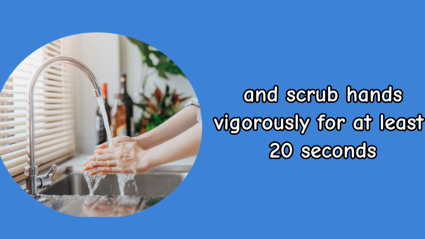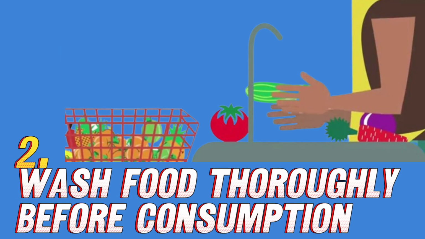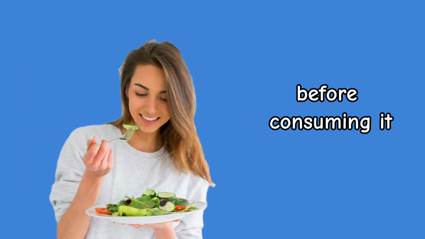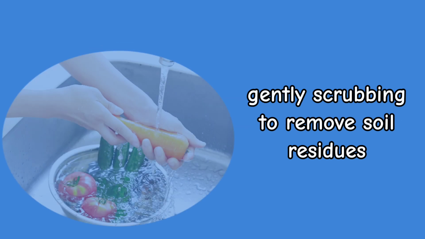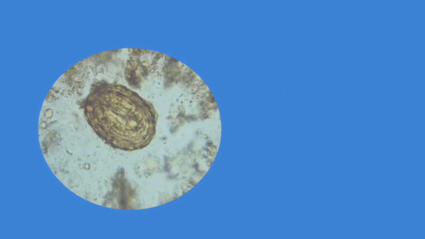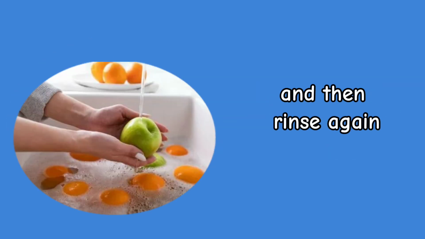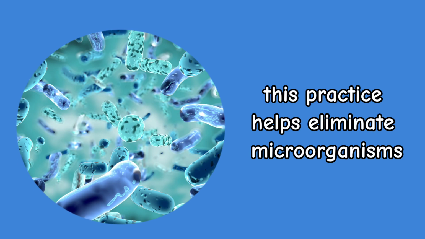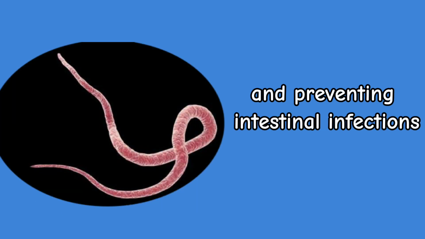Use running water and scrub hands vigorously for at least 20 seconds, ensuring the cleaning of all areas, including between fingers and under nails. 2. Wash food thoroughly before consumption. It's crucial to wash food thoroughly before consuming it. Fruits, vegetables, and greens should be washed under running water, gently scrubbing to remove soil residues, pesticides, and possible parasite eggs. Additionally, it's advisable to soak food in a water and vinegar solution for a few minutes and then rinse again. This practice helps eliminate microorganisms and parasites that may be present, ensuring food safety and preventing intestinal infections.